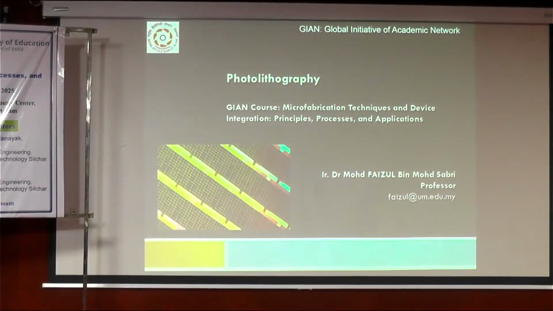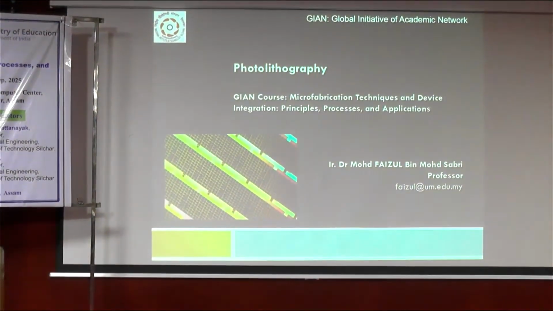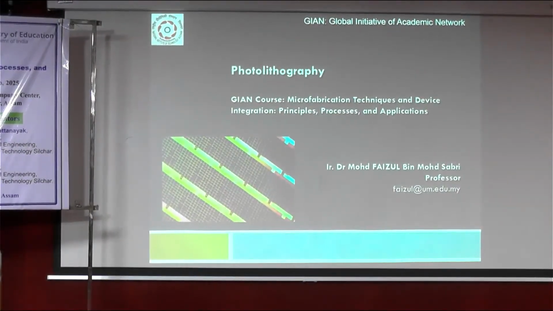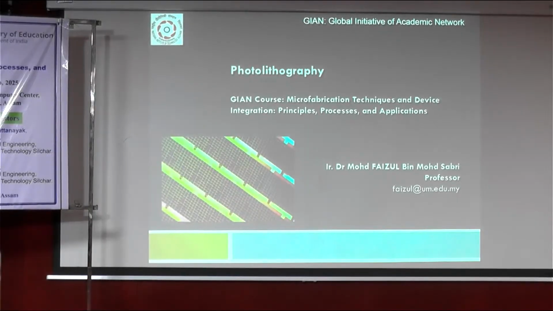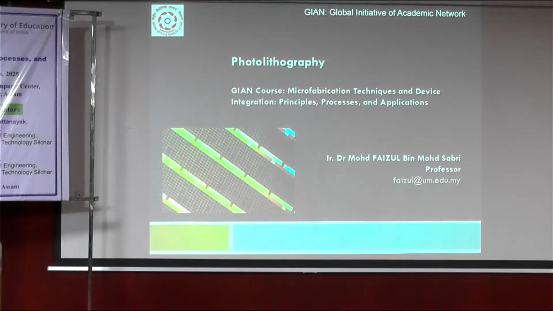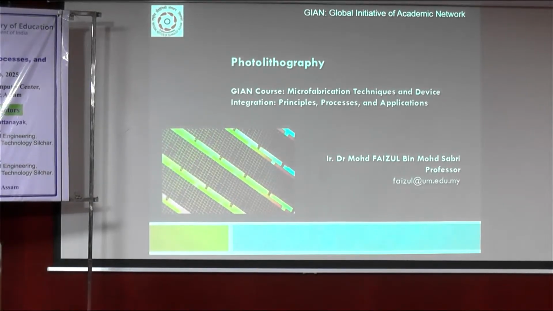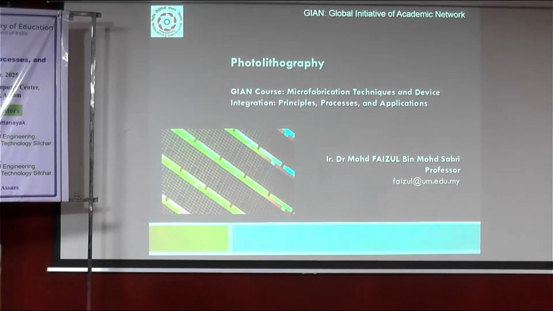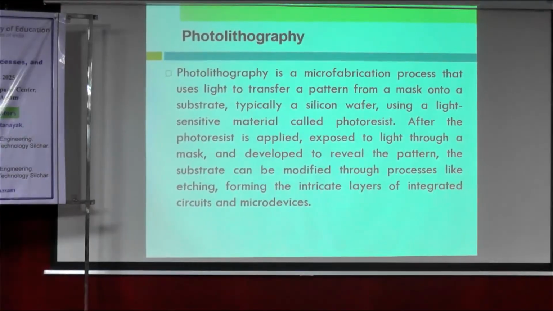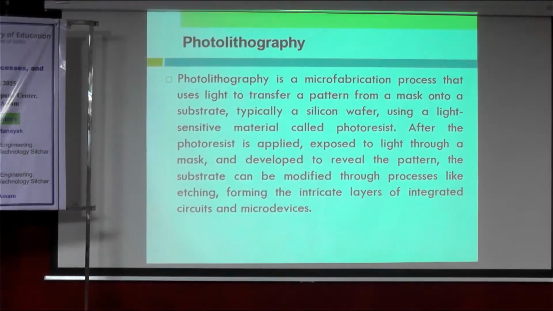So photolithography is a common process for the semiconductor fabrication and also used in MEMS fabrication. So the extension of the semiconductor being used in MEMS to make the microstructure in 3D also part of the process is photolithography. So what is photolithography? We look into the definition of photolithography and then we look into the details of photolithography.